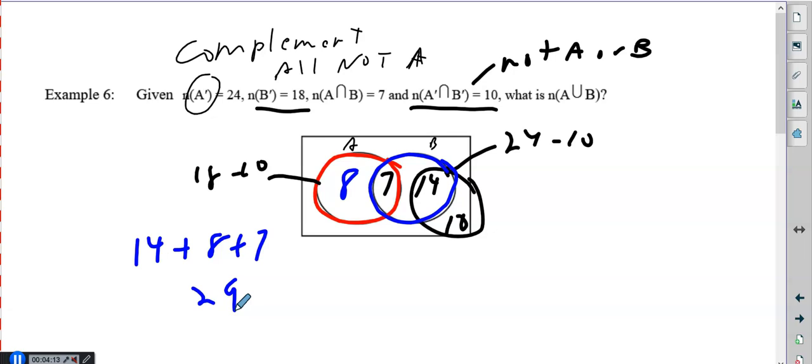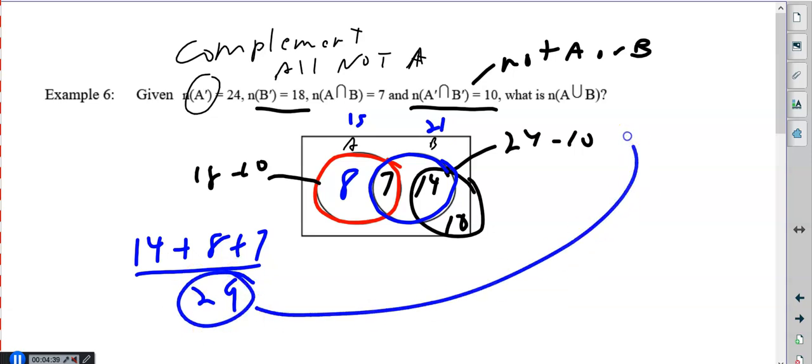Because if you think about it, there's 15 here in A, and there's 21 here in B. So if we add 21 plus 15, that gives us 36, but we need to subtract that 7, which gives us 29. But since we know the individual pieces, we just add them up and get 29. So that is our union of A and B.